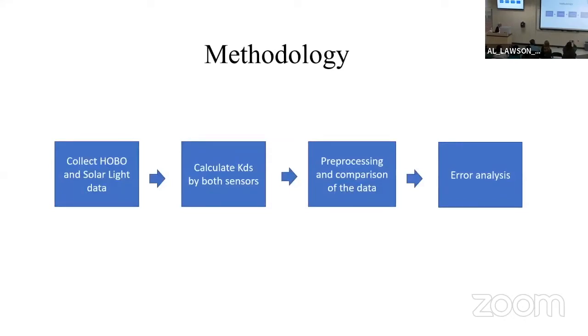So this is just a brief methodology of the previous objectives. Like I said prior, we'll be collecting Cobo and SolarLight data across a variety of environments within Puerto Rico. I will mention further on which environments we'll be looking at. We will be calculating the KD by both sensors. We will then be pre-processing and comparing the data, discarding the data that is not worthy, and making connections as to what attributes to errors could be applied. And then, finally, the error analysis.